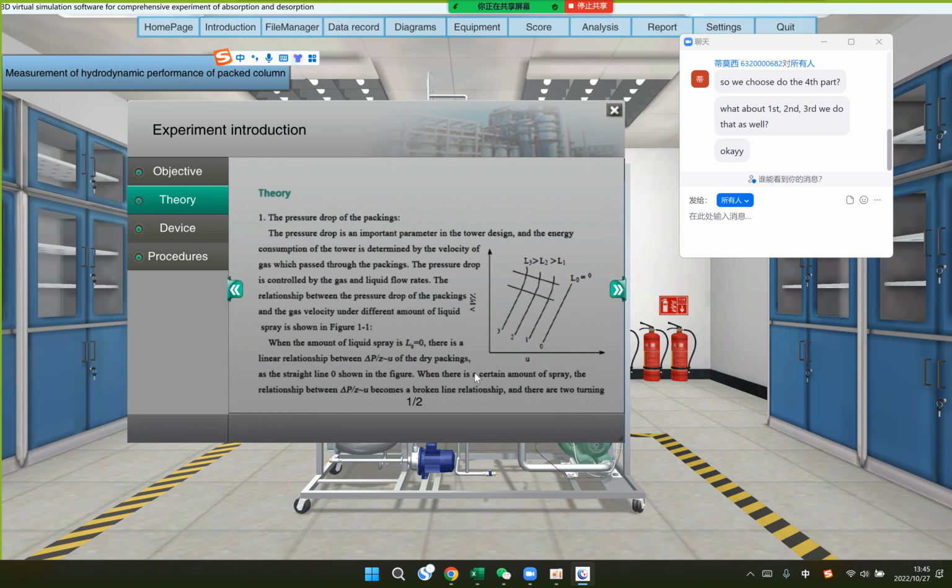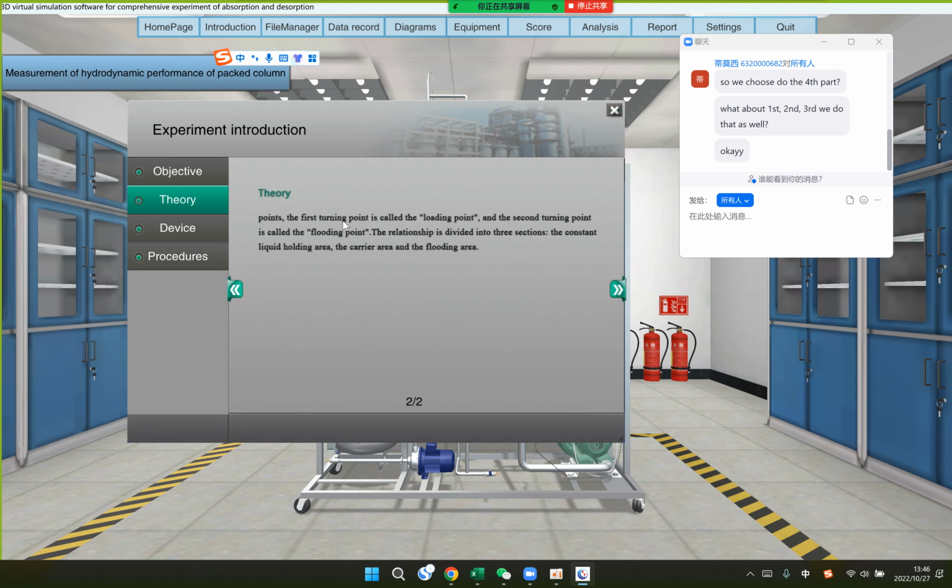And when there is a certain amount of spray, the relationship between delta P divided by Z, or unit delta P, becomes a broken line relationship. There are two turning points. The first one we call the loading point, and the other one we call the flooding point. The relationship is divided into three sections: the constant liquid holding area, the carrier area, and the flooding area.